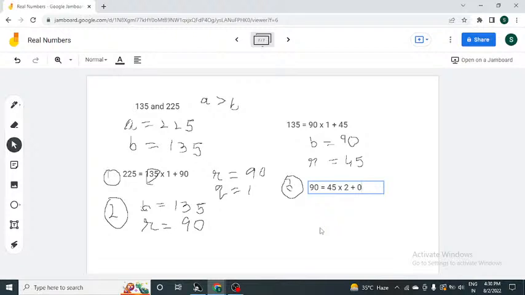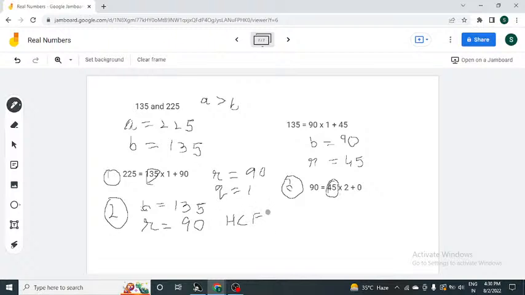So that means we have reached the last step and we have got our HCF. Now which number is the HCF? The B, the divisor. So that means we can say that the HCF of the numbers 225 and 135 is 45. Now there's one way of writing it. You can also write HCF like this. So what you do is you write HCF.